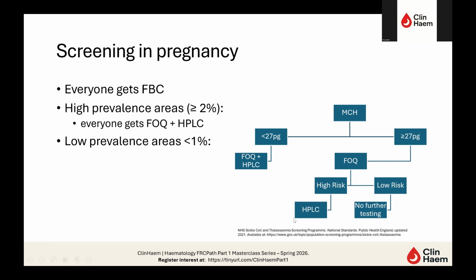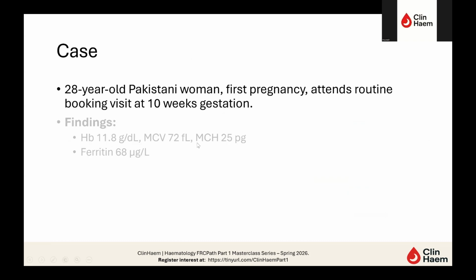So for her, because she's Pakistani, our family origin questionnaire is going to be high risk. So she's going to have an HPLC anyway. So everybody gets FBC and family origin questionnaire, and if they're in the low prevalence areas, the MCH also helps. So this is how you do it. So she will get an FBC and HPLC.